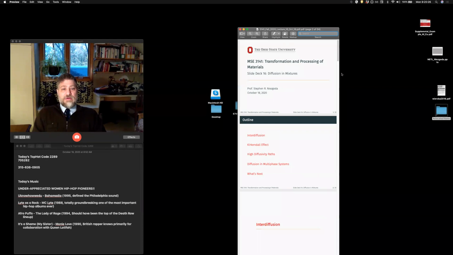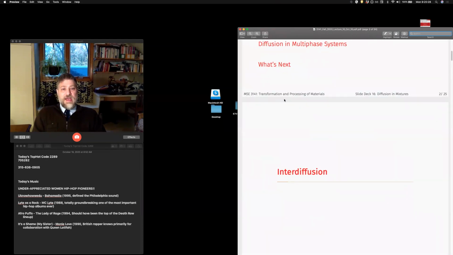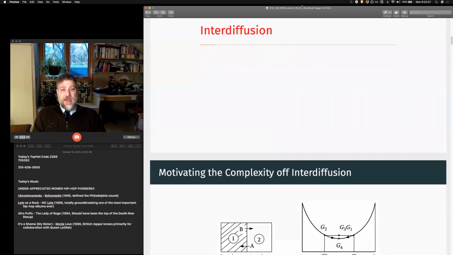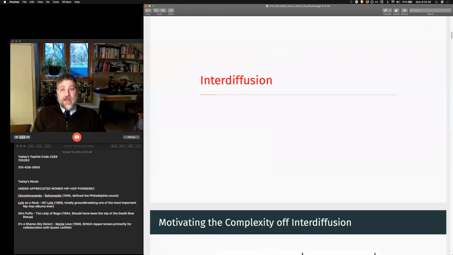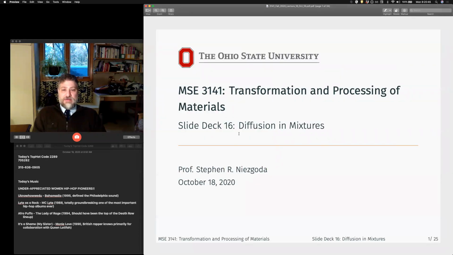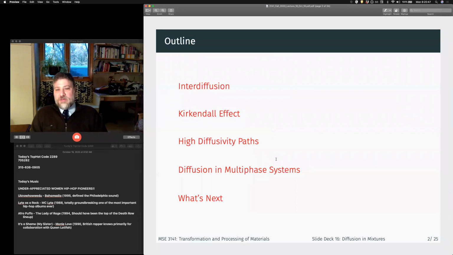Okay, so today I want to talk about the added complication of interdiffusion, right? Diffusion in mixtures. So before we were talking about essentially self-diffusion.